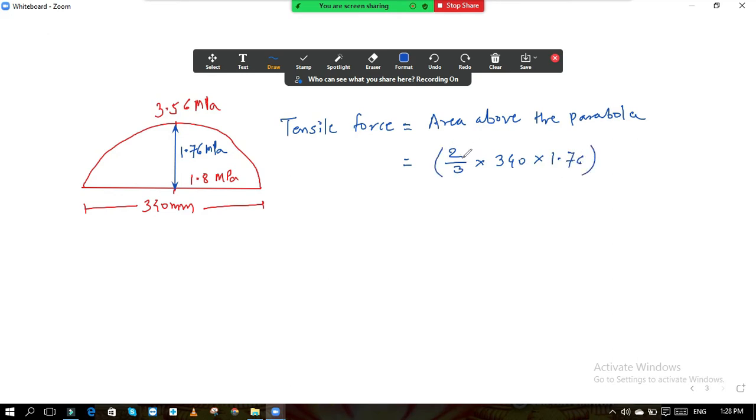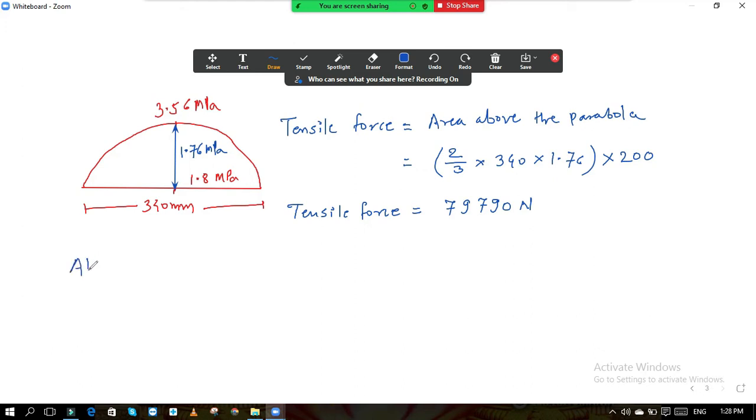But this will be per meter width. So this tensile force will be per meter width. If you want the total, you need to multiply it by 200, whatever may be the width. So the total tensile force, if you calculate this, works out to be 79790 Newton. Now this is the total working tensile force.